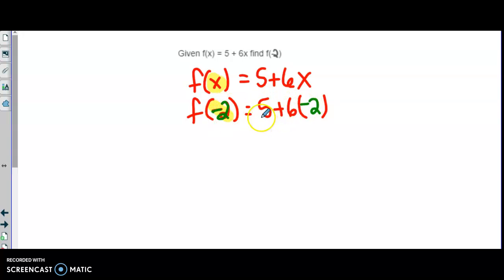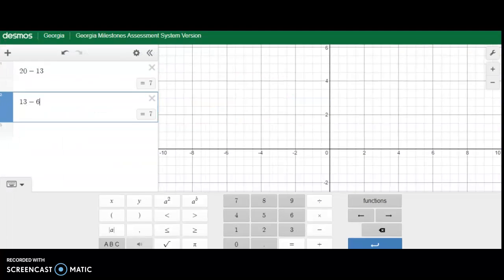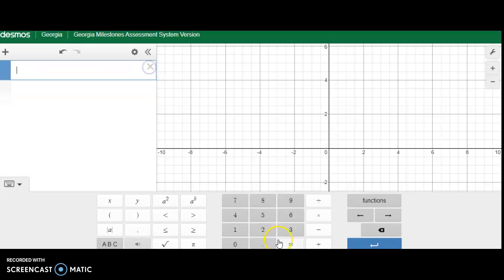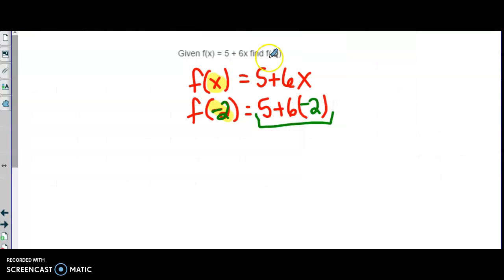And then we're just going to calculate it. You can do this part in your brain or your calculator. We're doing 5 plus 6 times -2. And remember, order of operations does say that you have to multiply before you can add, or you can just type it on the calculator and the calculator will do the order of operations for you. All right, so we get a -7. If you did 6 times -2, that's -12 plus 5, you would have gotten the same thing. So f of -2 equals -7. That would be your answer.